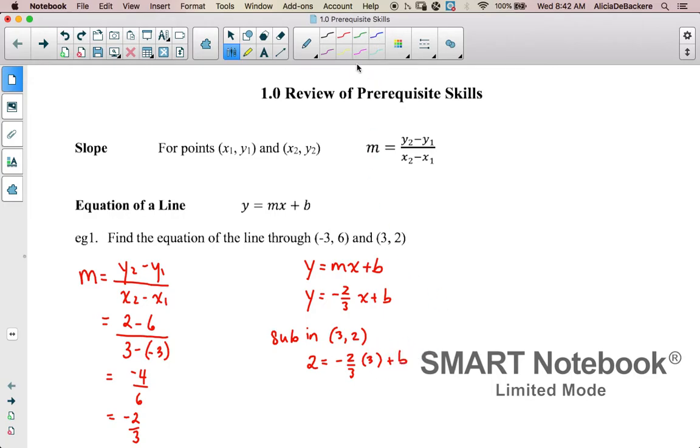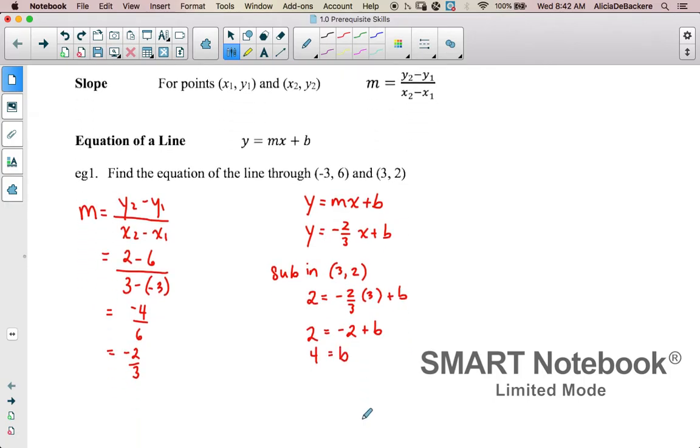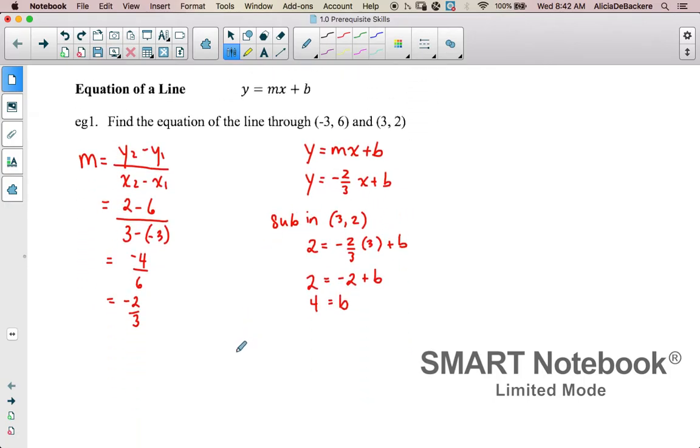Now, like we said, we're going to have some easy canceling here. I've got 2 times 3 divided by 3, so the 3's are going to cancel out, and I'm just left with negative 2. And so I'm going to bring the 2 over and add it, and I get b is 4. And then don't forget to state your actual answer. What we have figured out then is that the equation of this line is negative 2/3 x plus 4.